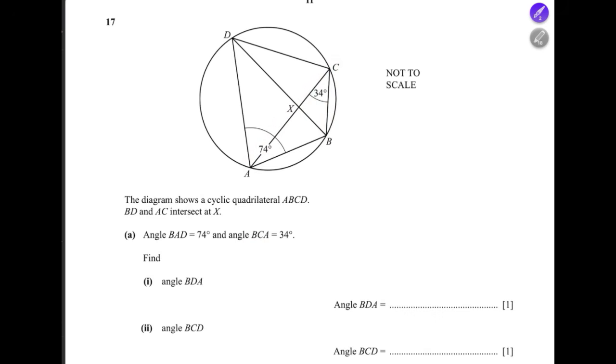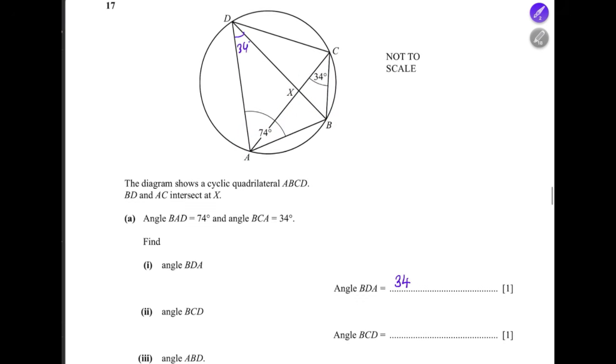So you're supposed to first find angle BDA. BDA would be here. You can say it's obviously 34 because angles in the same segment are equal. So this is 34 and this is also 34.